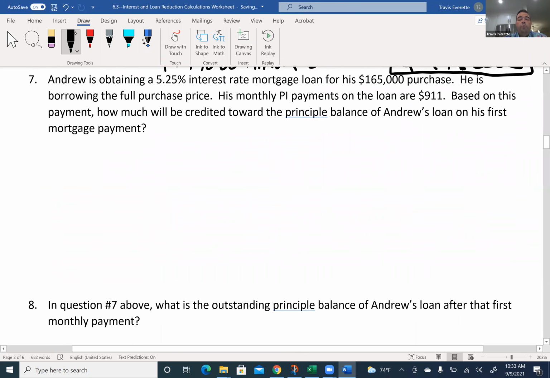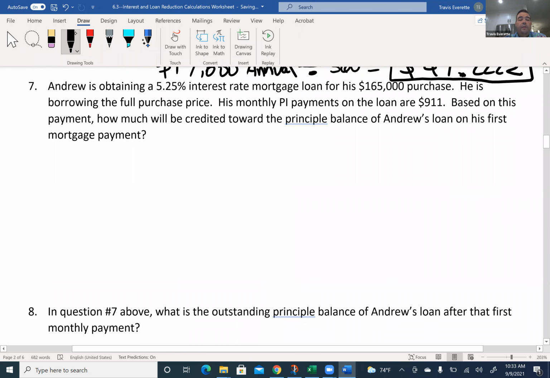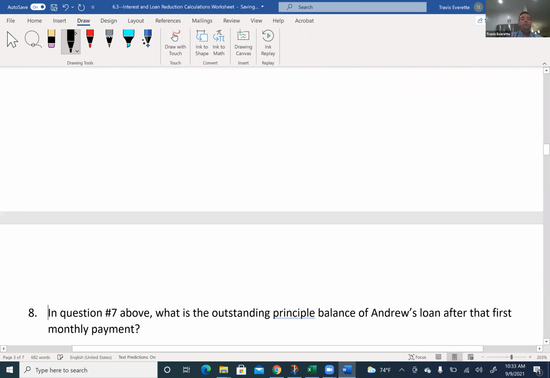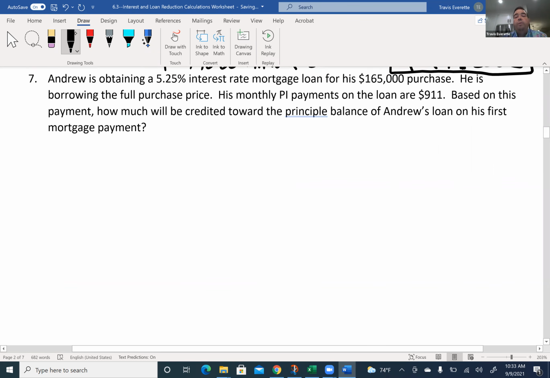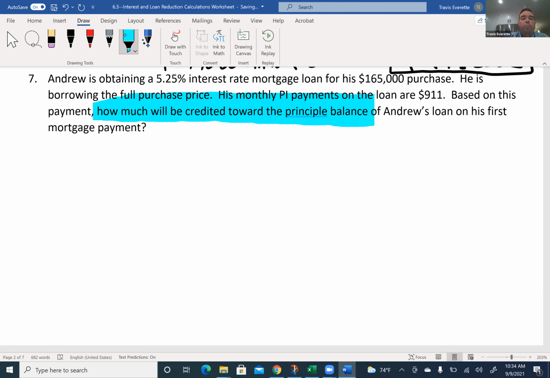All right, number 7. I'll give myself some extra room on these things here. It says Andrew's obtaining a 5.25% interest rate mortgage loan for his $165,000 purchase. He's borrowing the full purchase price. Well, that's easy then. Okay, so it's going to be $165,000 borrowed. His monthly PI payments on the loan are $911. Based on this payment, how much will be credited toward the principal balance of Andrew's loan on his first monthly payment?